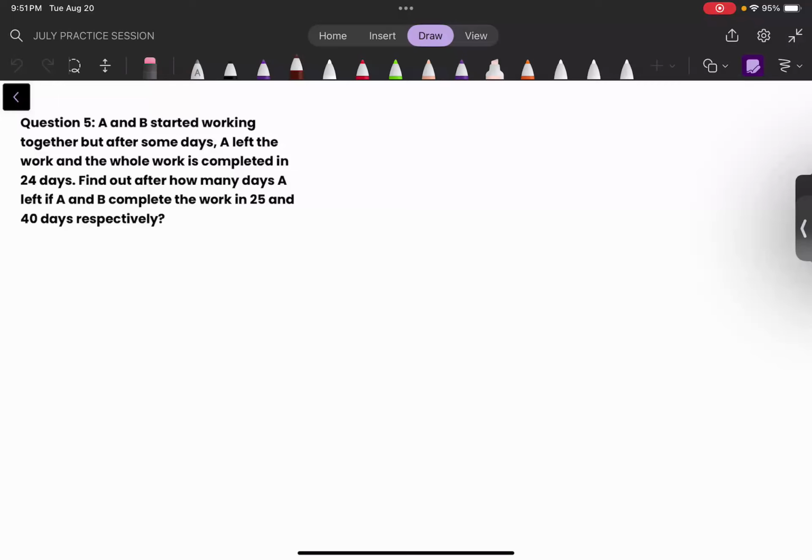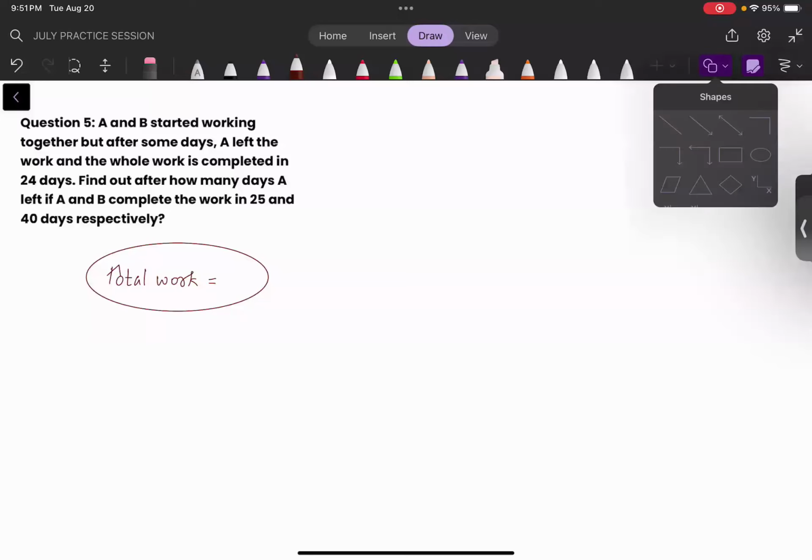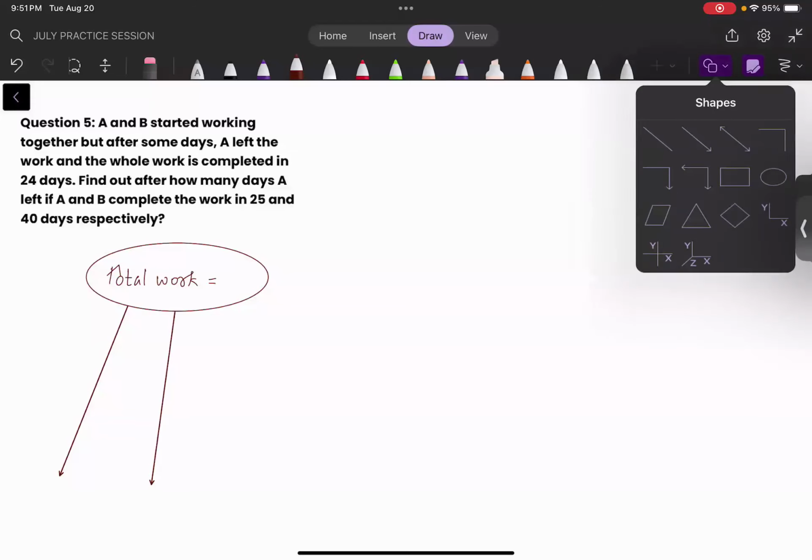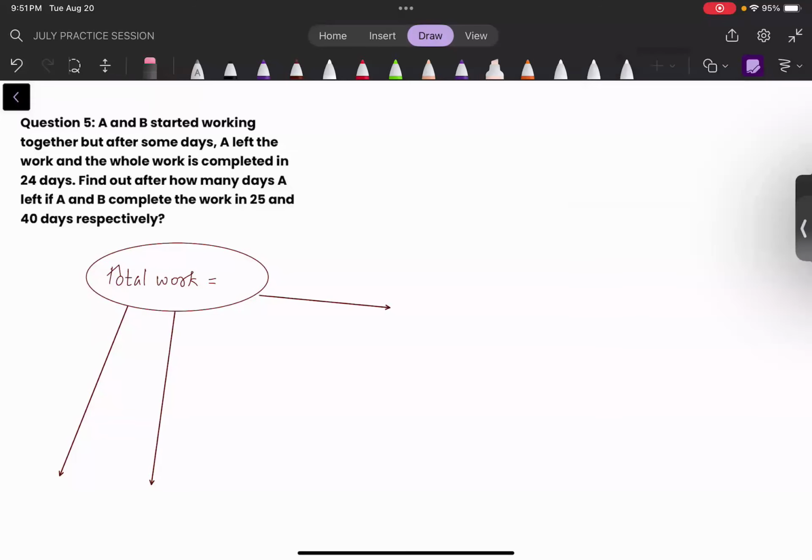So again, they have given for A and B. Please tell me the total work. What should I take? Okay, 25 and 40. What should I take? 200. Okay, 200. So 200 is a multiple of 25 also, and 40 also.